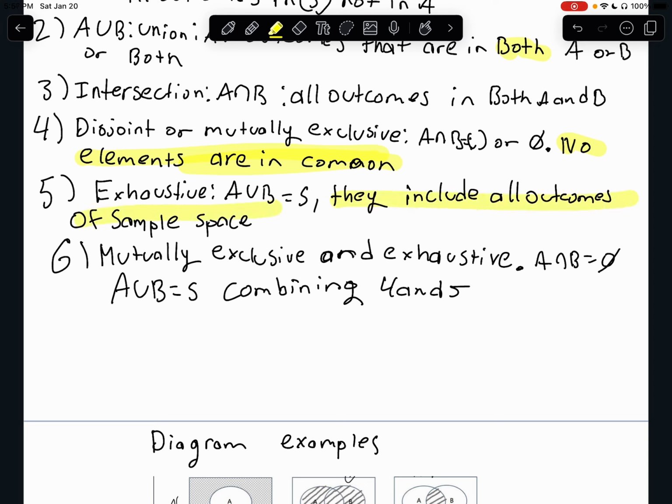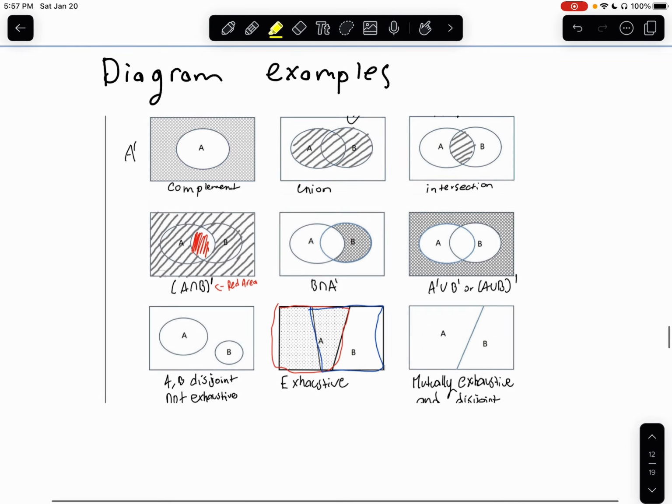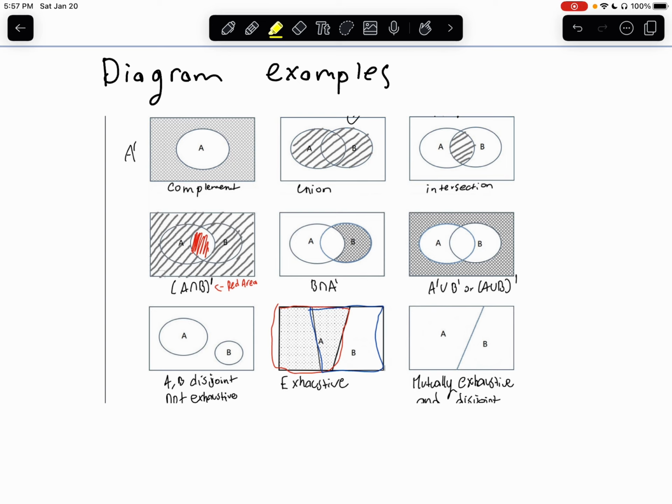I'm going to go over some examples as we move on as well. As we go down here, we're going to zoom in just a little bit and view some diagram examples. You notice A complement is this, so anything that's shaded like this is our sample space. So A complement is all the sample space around here, but not going into A. A is a separate area.